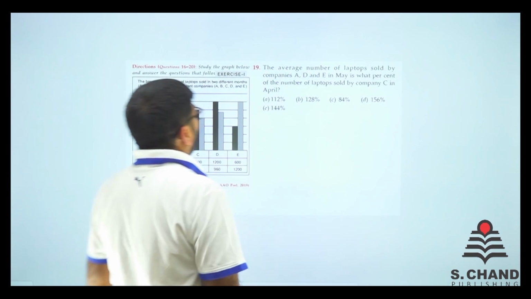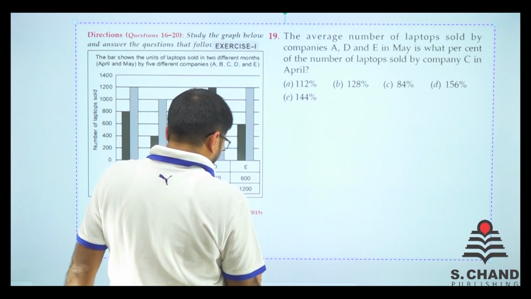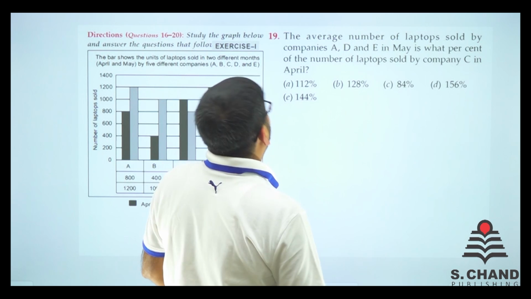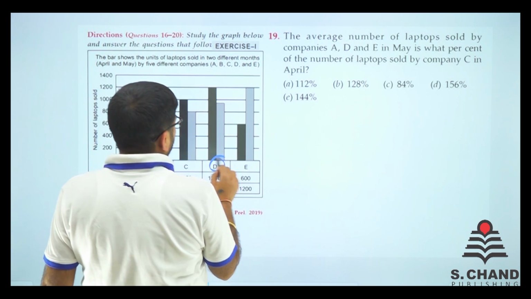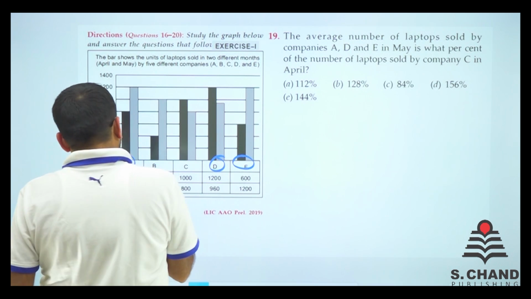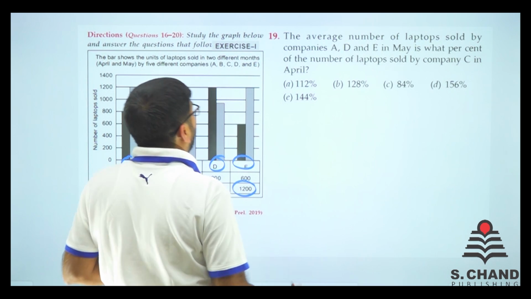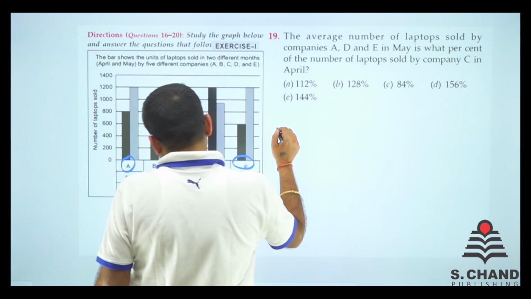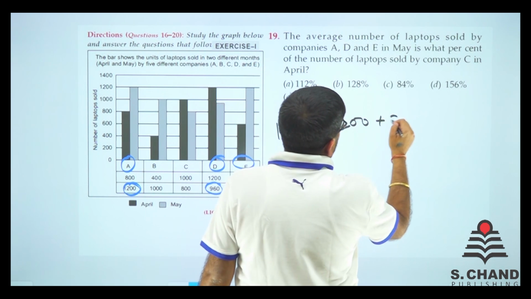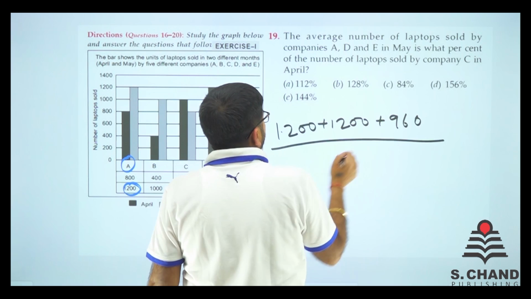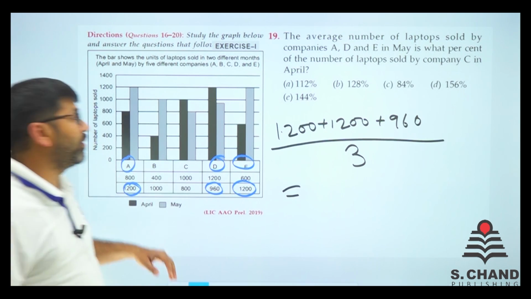Here we go. Question number 19 is in front of us. The average number of laptops sold by companies A, D, E in May. So this is May, this is May and this is May. Average, we need to find out average. So just do average first. 1200 plus 1200 plus 960 divided by 3. That will be the average because just add 3 and divide by 3.